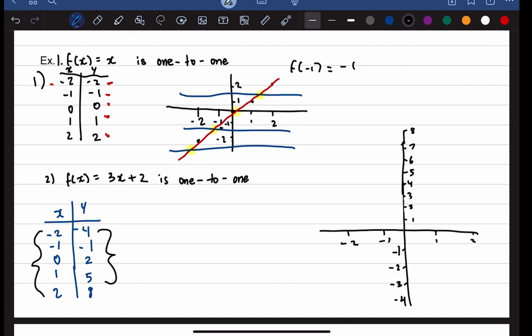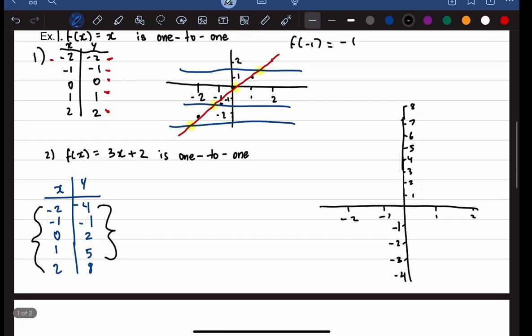Okay, now we have here, this looks a little bit clustered. I just didn't have enough space, but I hope you guys know what I mean by this. So for here we have -2 and -4, so it's gonna be down here. -1 and -1. We have 0 and then we have 2 right here. Then we have 1 and 5, and we have 2 and 8. So if we draw the line, it's gonna be going like that. So you can see here that they all have distinctive y values.